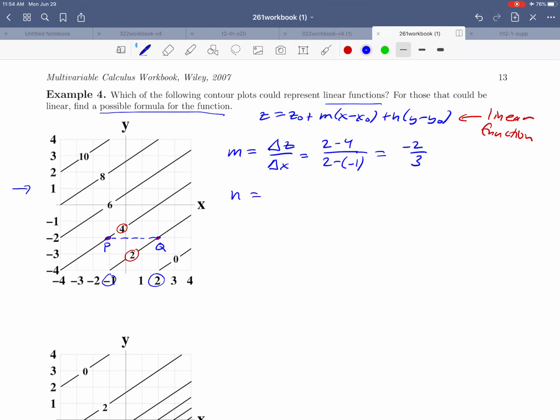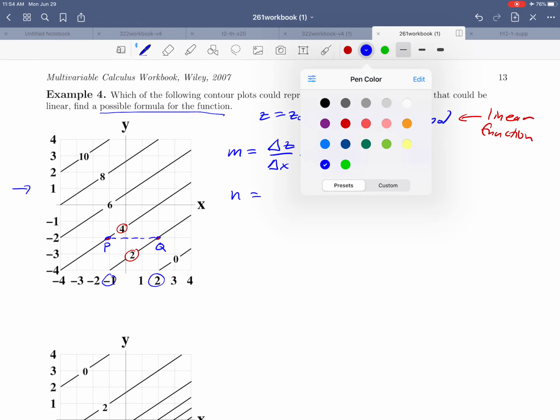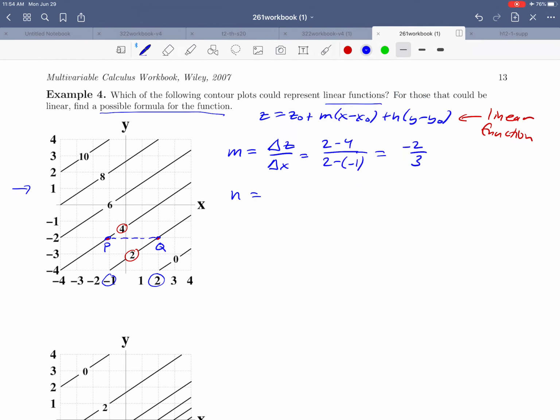For the slope in the y direction, we just want to pick a couple of points where x stays constant. Again, there are a lot of choices that you have, but it's convenient to choose points that are right on contours. So I'm going to pick those 2 points and call them R and S. Notice that we're moving just in the y direction going from R to S, so that should measure the slope that we want. We'd like to measure the change in z over the change in y.